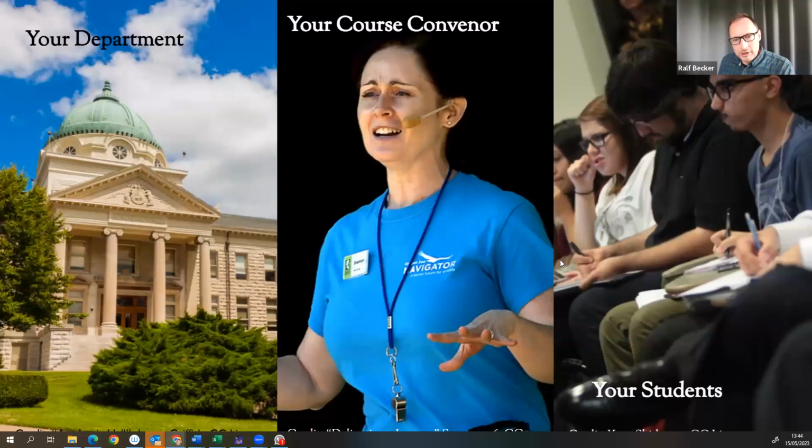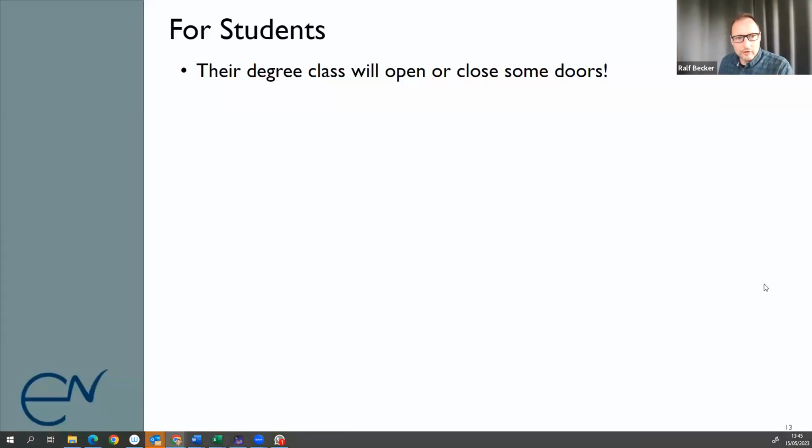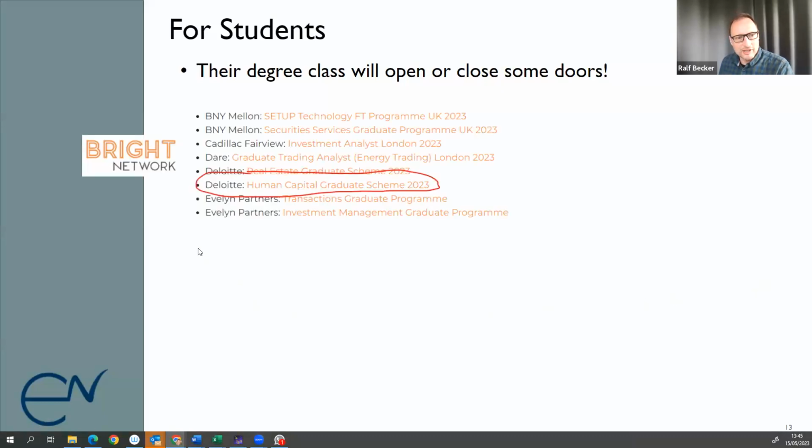Now, let me just briefly say why marking matters. It matters at 3 levels: for your department, for your course convener, and for your students. For your students, we already said before, degree class will open some doors. So what I did here is I went to a typical grad scheme, looked at the Pride Network's website that collects details on lots of grad schemes, and went to some random grad scheme.